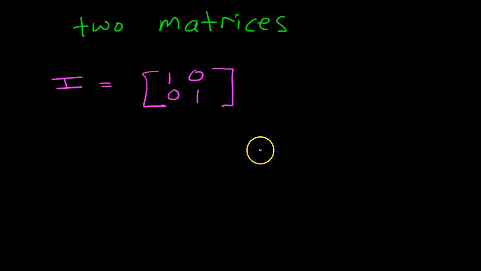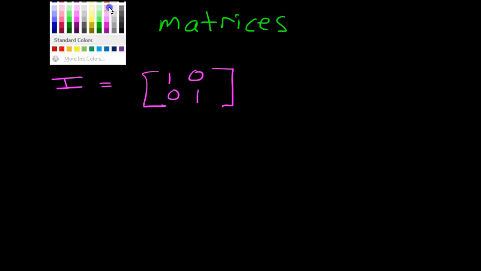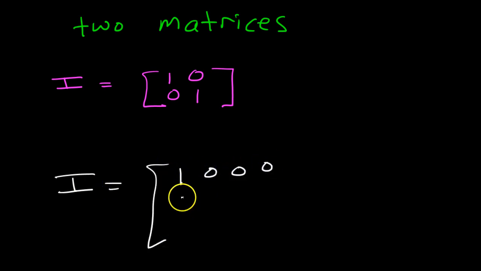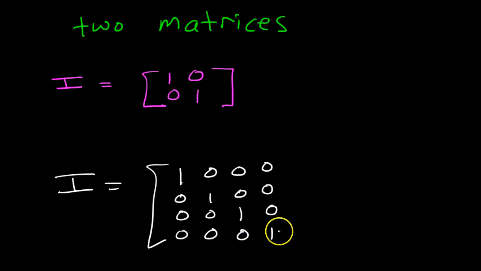You want to see a 4x4 matrix? You just want me to go crazy with it? I can do that. For a 4x4 matrix, the identity matrix would be like this: 1, 0, 0, 0, 0, 1, 0, 0, 0, 0, 1, 0, 0, 0, 0, 1. I could do this all night, people. I think you get it, though.